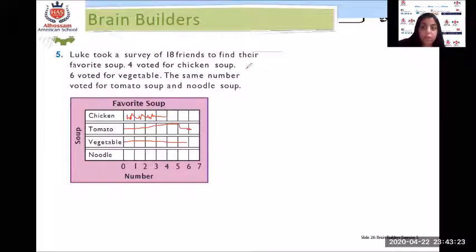All right. Like that. And noodle soup as well. So 6 for noodle. So like that, I'm done with the bar graph. If you look at my bar graph, you can tell that 4 voted for chicken, 6 voted for tomato, vegetable, and noodle. Good job, guys.